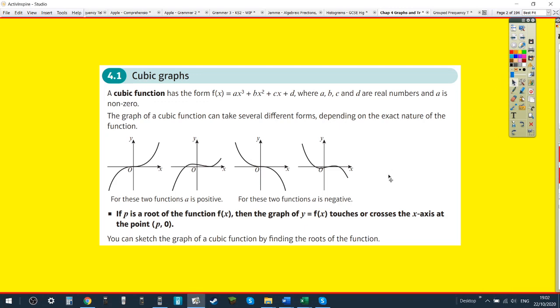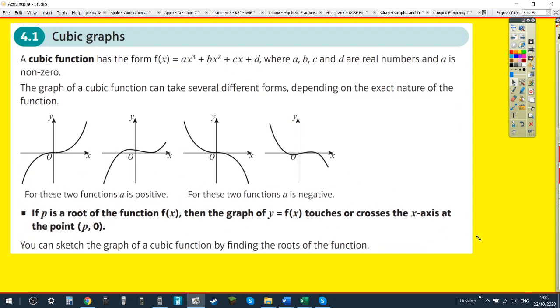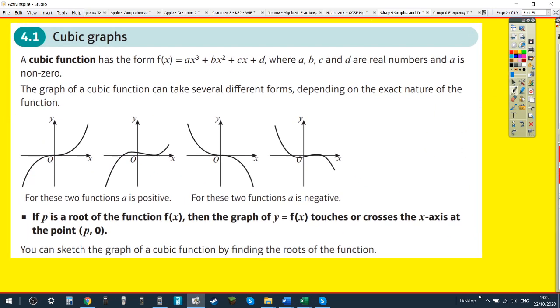Quadratic graphs, x to the power of 2. Cubic graphs, x to the power of 3. Okay. We'll get to know these. A quadratic graph has a turning point. A cubic graph has 2 turning points.